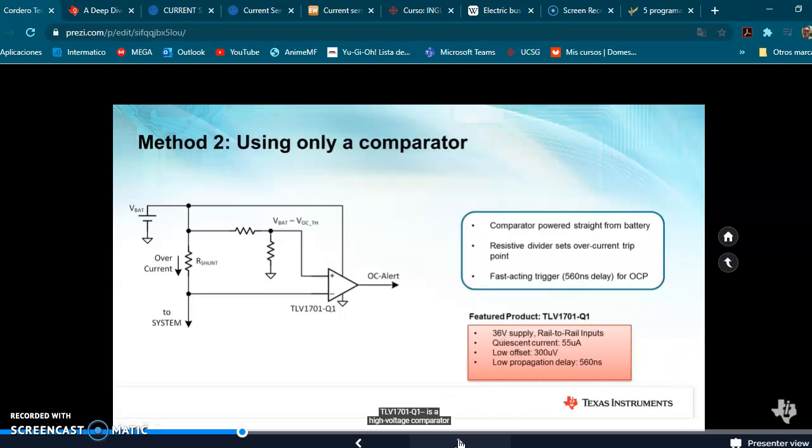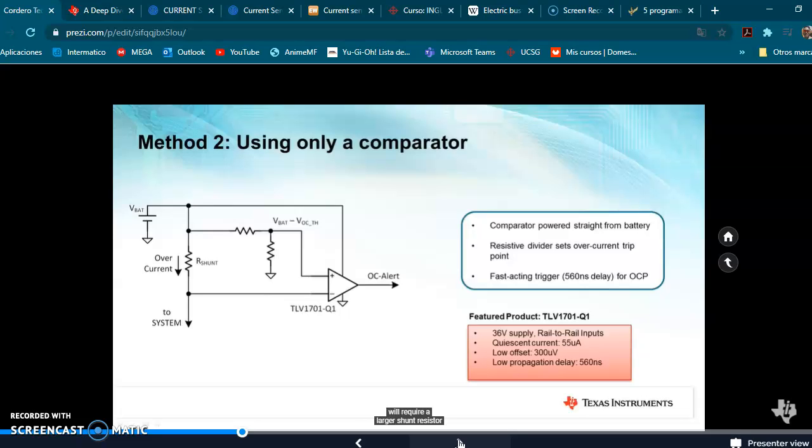In this circuit, we do current sensing with just one comparator. Note that our device, TLV1701Q1, is a high voltage comparator and is powered straight from the battery, making this a true high-side sensing circuit. No separate supply is required. This standalone comparator solution is less accurate than our first method with the current sense amplifier, but it makes up for the lower accuracy with its higher speed. Additionally, this solution will result in a lower system cost because you don't have the amplifier, and also because you don't need a separate power supply for the devices like we needed in method 1.